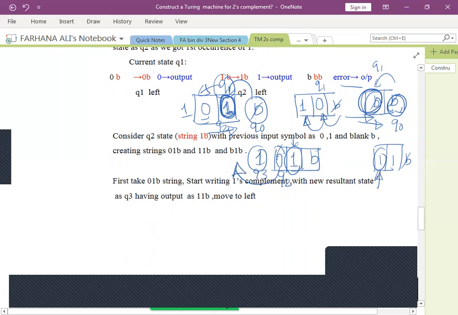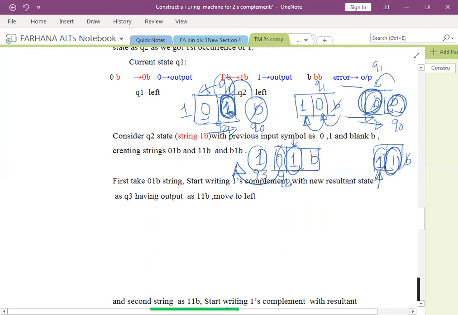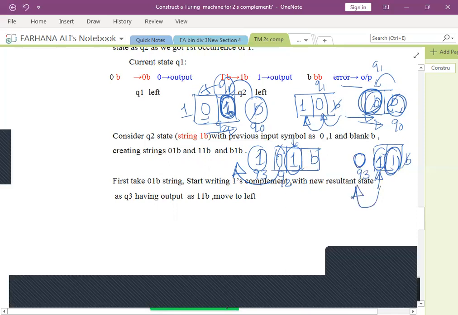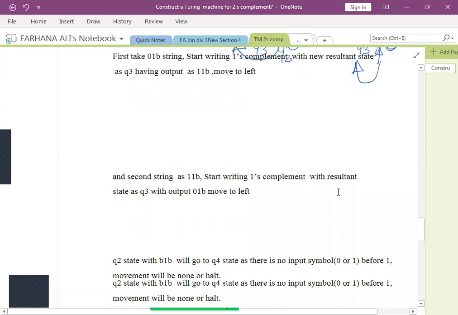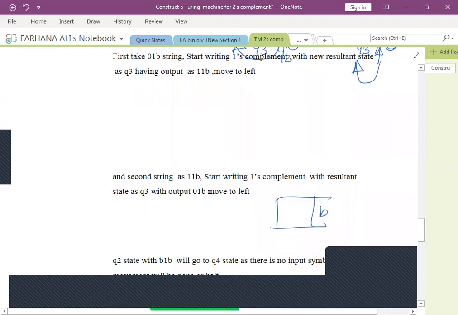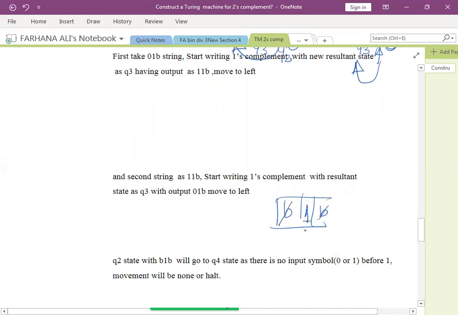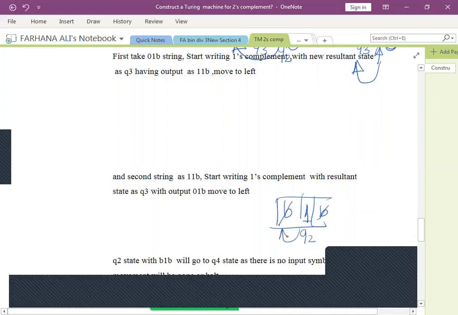If the previous symbol after the first occurrence of this 1 is 1, that has to be converted to 0, indicated by Q3, and the movement will be towards the left hand side. Now, if the previous symbol in the Q2 state before 1 is blank, so we are having Q2 and we are shifted here. Q2 with blank means we have successfully converted. This is your short string that consists of only 1.